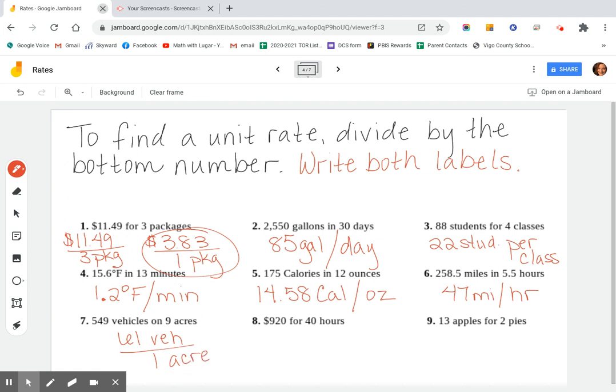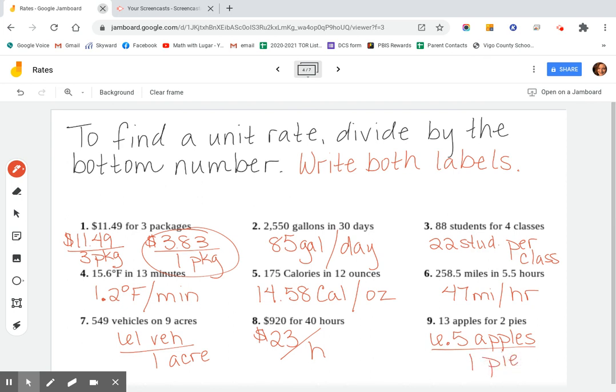Number 8, $920 in 40 hours. 920 divided by 40 gives me $23 per hour. And lastly, number 9, 13 apples for 2 pies. So take 13 divided by 2, and you find out that you need 6.5 apples in every pie.